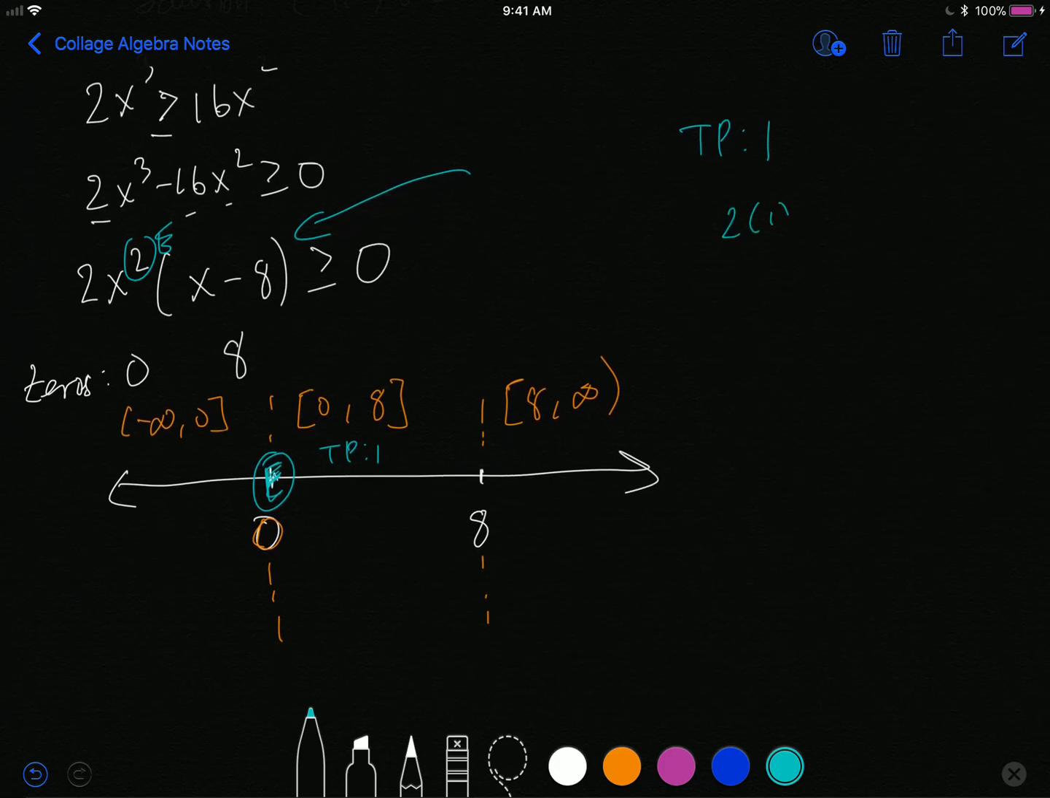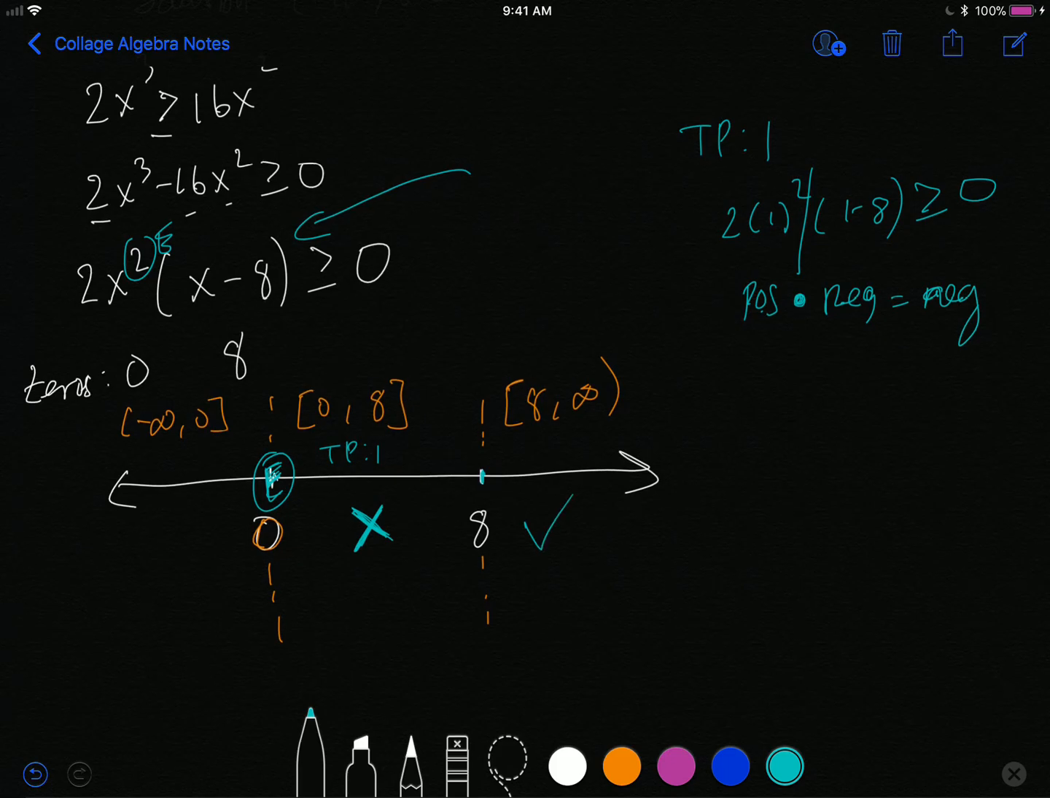And so this is going to be 2 times 1 squared multiplied by 1 minus 8. This first piece right here is positive. 1 minus 8 is negative 7, and so that's negative. So I'm multiplying. A positive times a negative is negative. And they want to know when this is greater than or equal to 0. Well, a negative number is not greater than 0. And so therefore I will have an x right here. There is no e right here, and so therefore I transition to the other side of the equation, so that's a check. There's an e right here, and so therefore this is also going to be wrong.